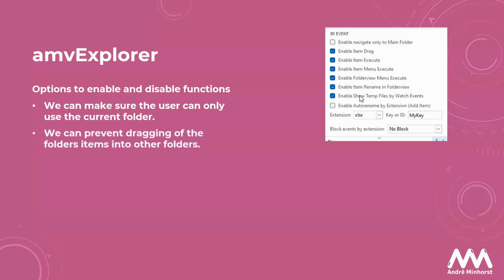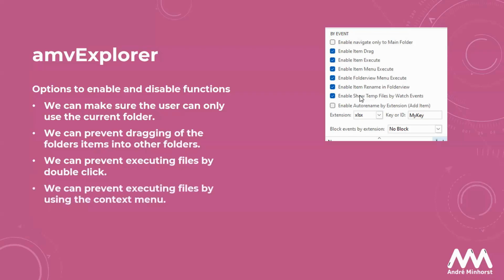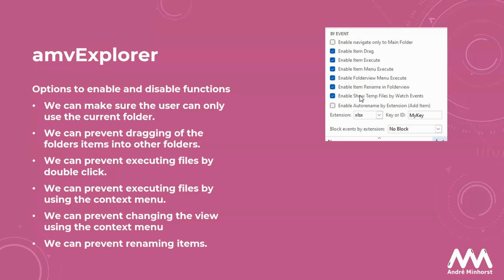We can prevent dragging of the folder's items into other folders. We can prevent executing files by double-click, and we can prevent executing files by using the context menu. And we can prevent changing the view using the context menu. Moreover, we can prevent renaming items, so you can fully control what happens to the items that are shown in the Explorer. So that's all.